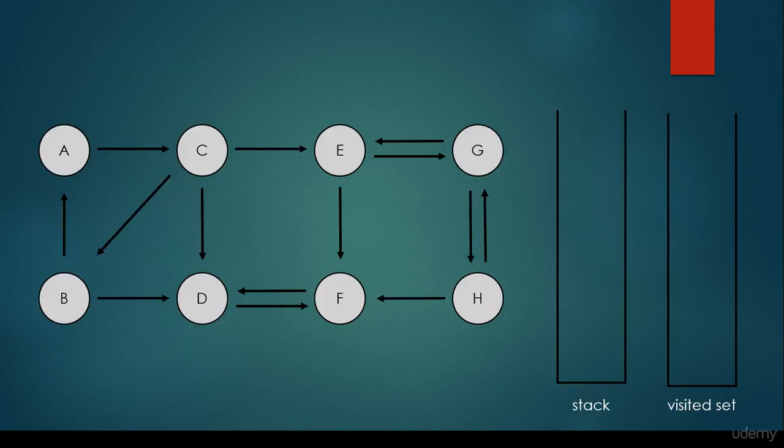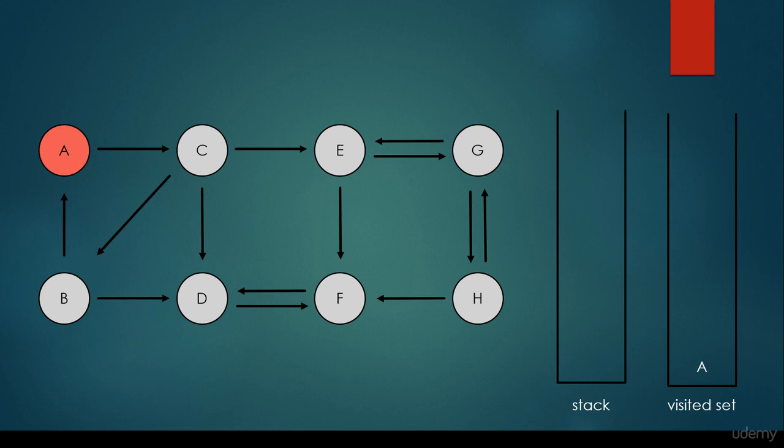So we have this graph with 8 vertices and lots of directed edges. And we have to use a visited set to track whether we have visited the given vertices or not, and a stack abstract data type. So let's start at a random vertex. I started from the vertex A. Okay, we add it to the visited set because we have already visited it.